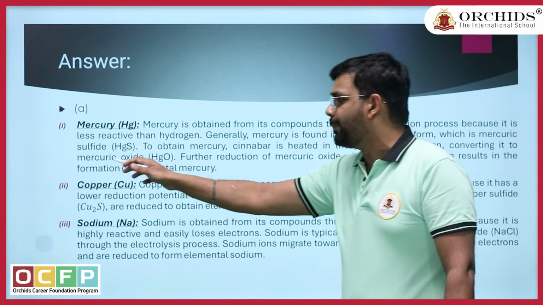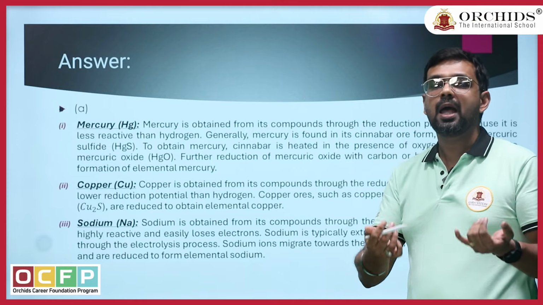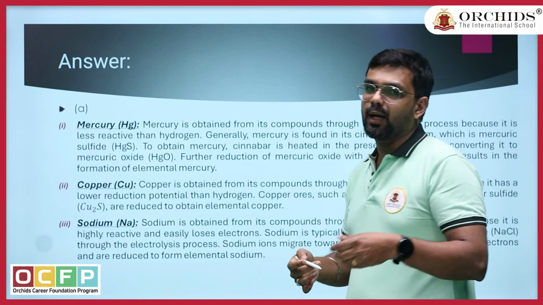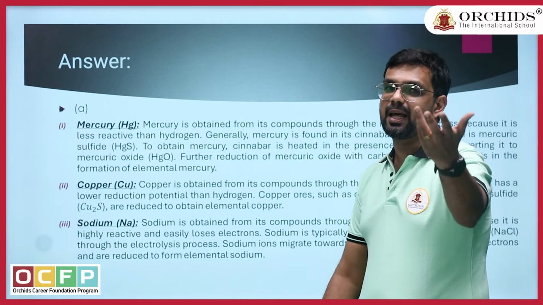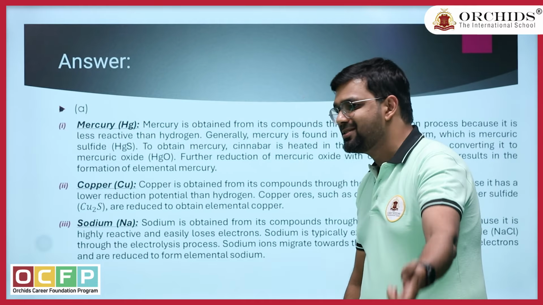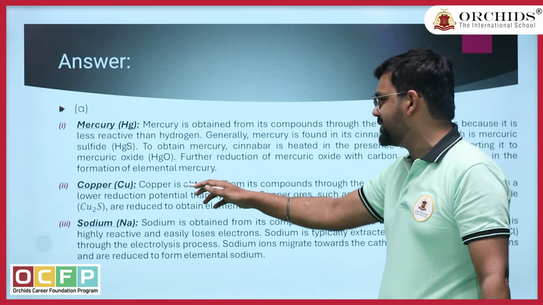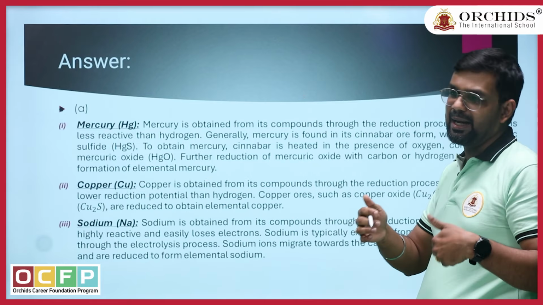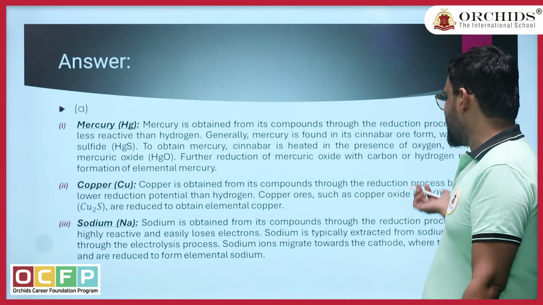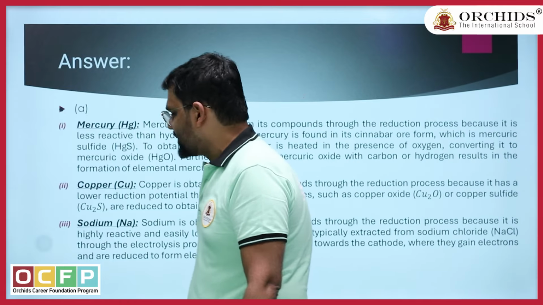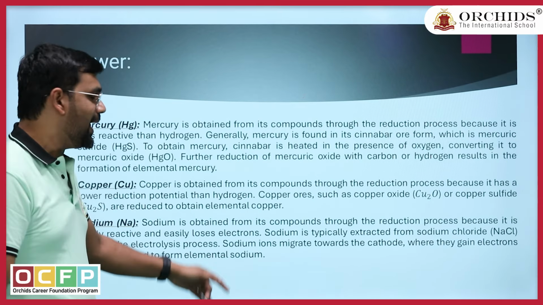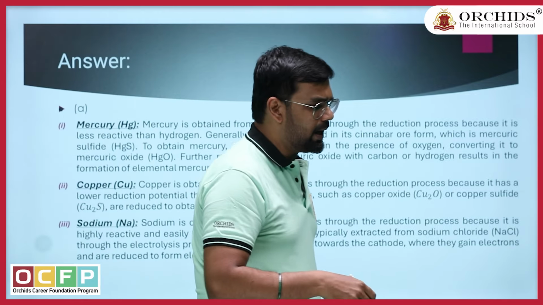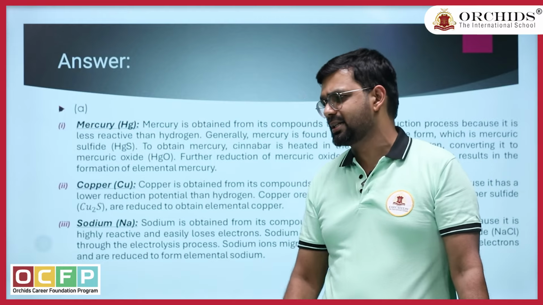What about the next one? Copper. Like I said, copper can be obtained through a heating process or through some middle reaction processes like calcination. Copper is obtained from its compounds through reduction because it has a lesser potential than hydrogen. So copper ores such as Cu2O and CuS, copper sulfides, are reduced to elemental copper. You can even use calcination and roasting, which will be discussed in the coming slides.